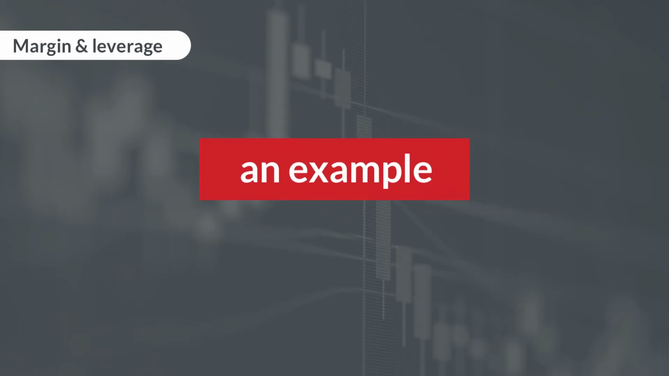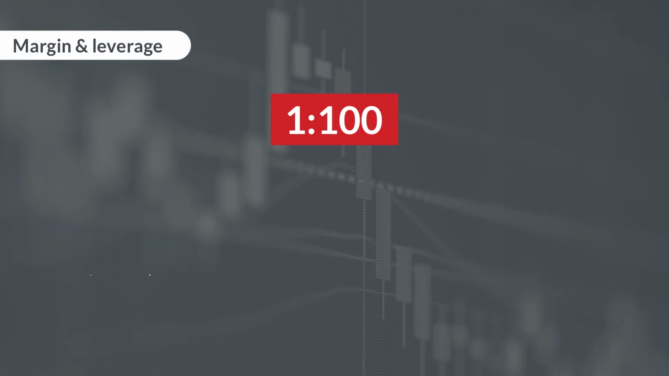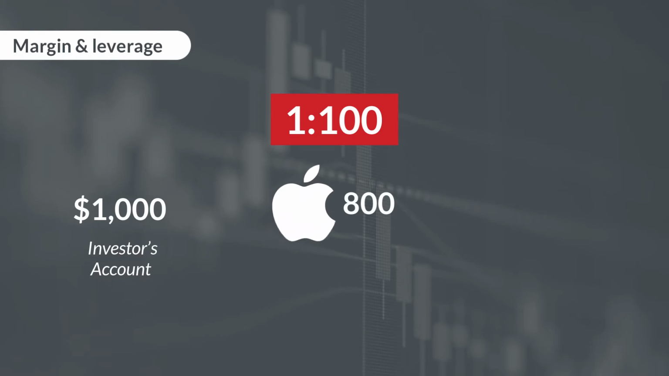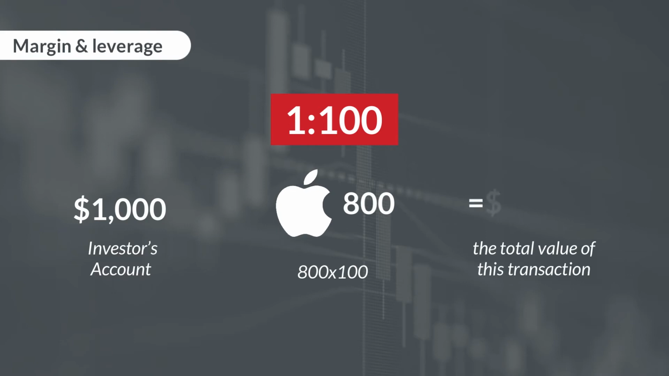Let's have an example to further understand how leverage works. Assume that an investor has opened an account with a broker that offers 1 to 100 leverage, and then they deposit $1,000. Later, they decide to buy 800 Apple stocks at a price of $100 per share. In this case, the total value of this transaction is $80,000, 800 stocks times $100. Obviously, this amount is much greater than what this investor has in their account.